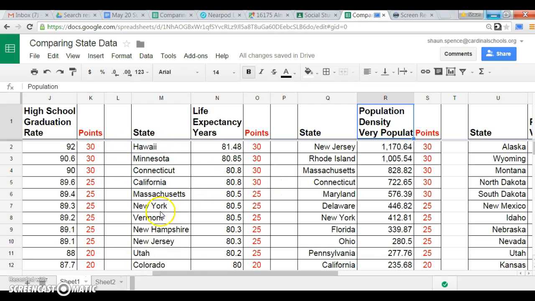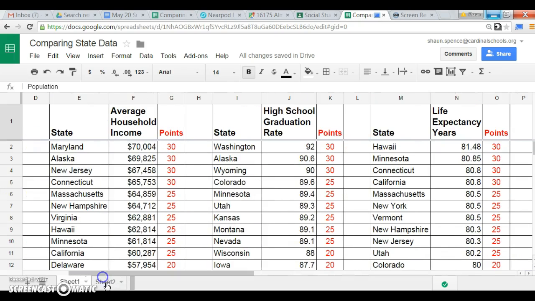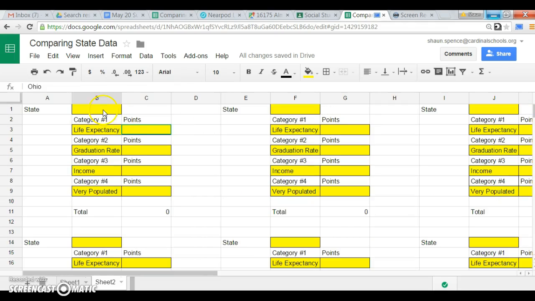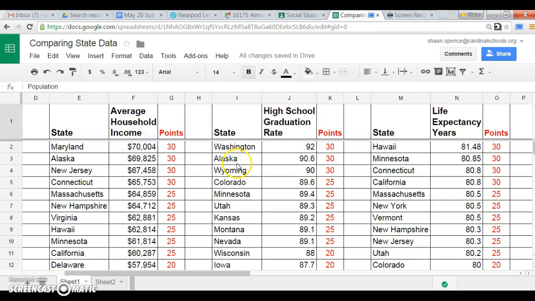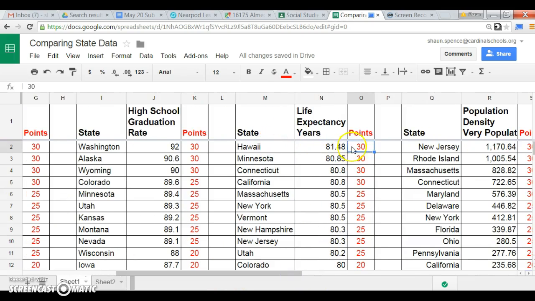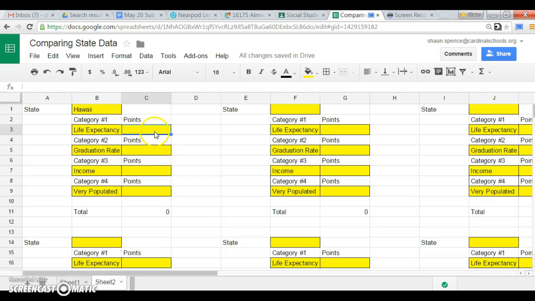So let's say that I chose Hawaii as one of my states. I would go into this worksheet in Sheet 2 and type in Hawaii. For life expectancy in Hawaii, notice there's these points right here. This is where the points come in. Hawaii, points. Don't worry about the number of life expectancy. Just focus on the points. So there's 30 points. So I go back in here and I put 30.